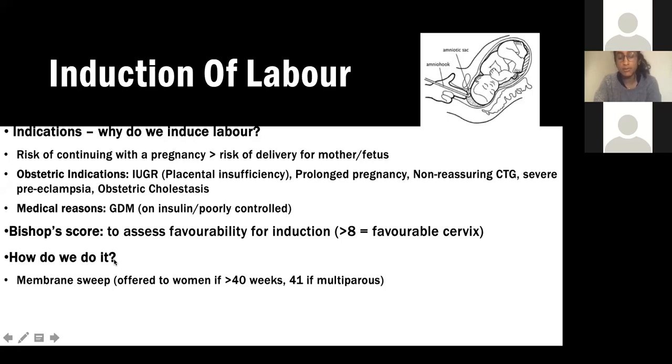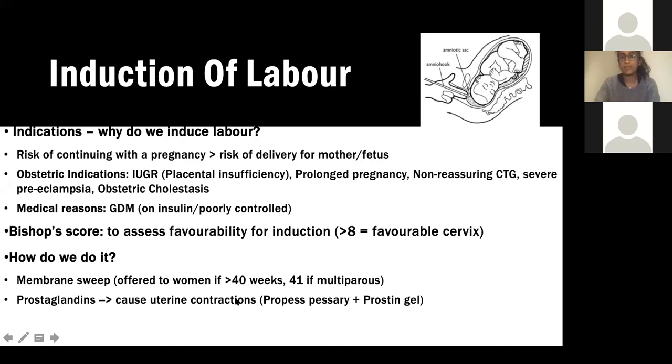And how do we do it? So we've mentioned already some of the methods. So often if women are over 41 weeks, if they're multiparous, or over 40 weeks if they're nulliparous, they're offered a membrane sweep. And essentially it's what it basically says. You basically go in and try to sweep the membranes, and that essentially tries to separate it. And that should hopefully trigger labor.